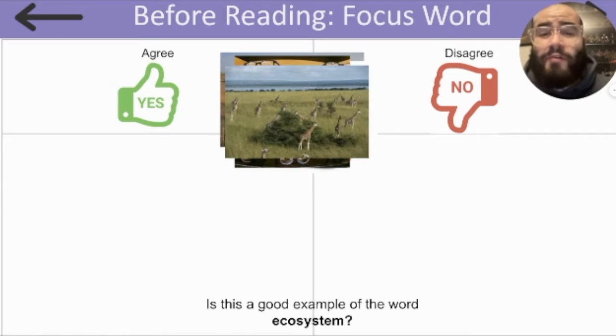I want you to think of our focus word, ecosystem. Look at each picture and ask yourself, is this a good example of the word ecosystem? If you agree, drag it to the left. If you don't, drag it to the right. Let's look at the first image. Is this a good example of an ecosystem? Yes, it is, because it includes plants and animals that all live together and survive because of each other.